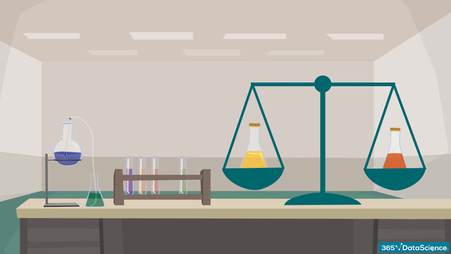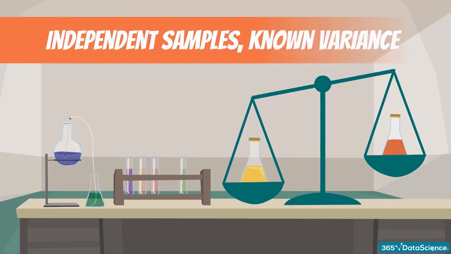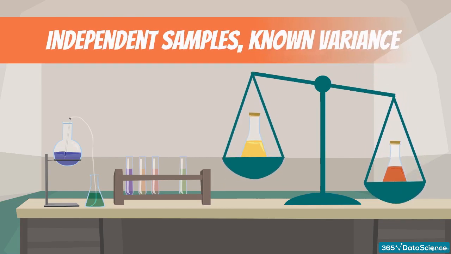Hi again. As you probably expected, in this lesson, we will learn about independent samples with known variance. Let's get into the example right away. You may remember this one.